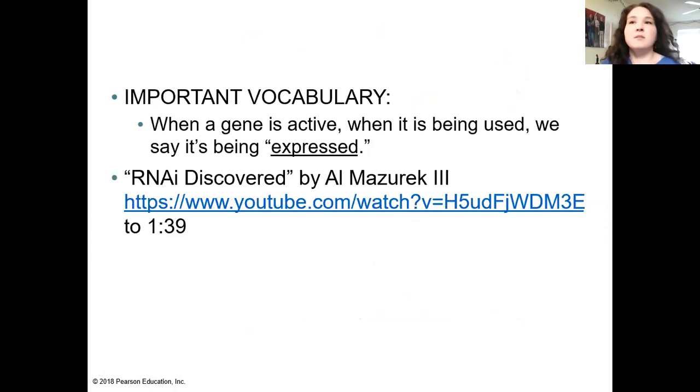Oh, let's go take a look at that gene real quick. Wait, just kidding. Let's not look at that one. We're going to look at another one later on. Remember each one of these, okay? So go ahead and watch RNAi Discovered to 139 and come back when you're done.